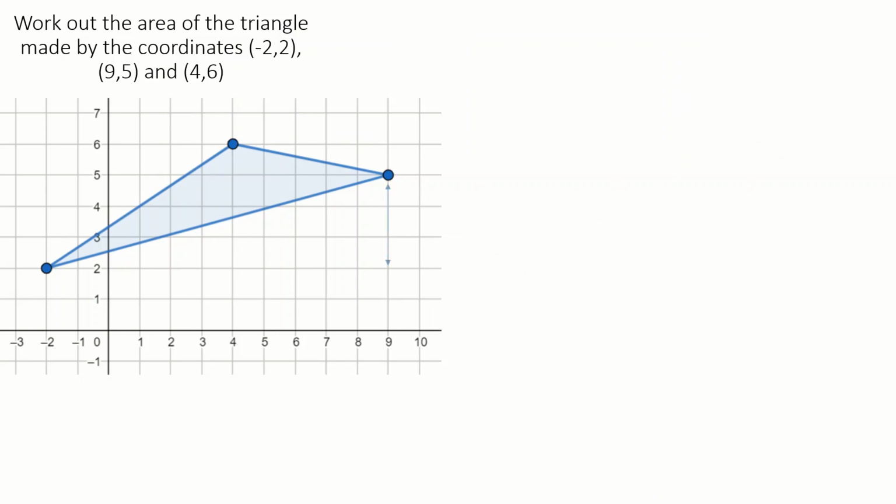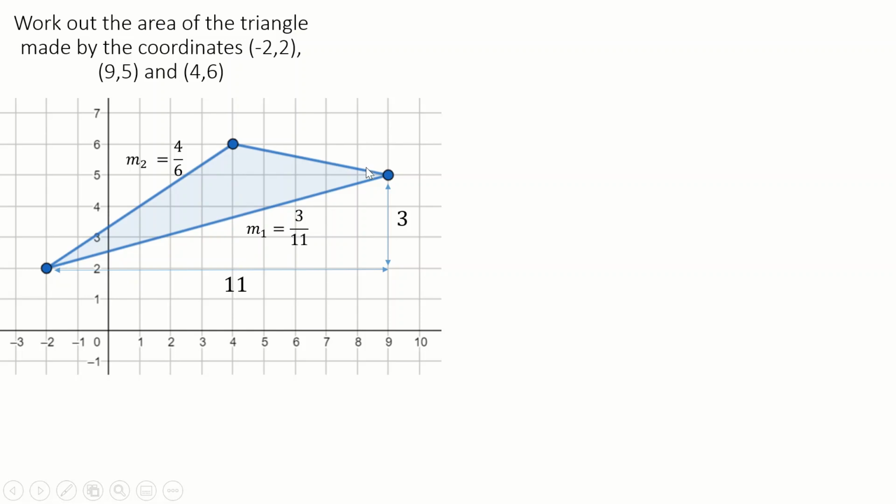So the next method is to say this distance is 3 and this distance is 11. We've looked at that kind of thing before, which makes the gradient of this line 3 over 11. For the same reason, I can say that the gradient of this line is, well, it has a rise of 1, 2, 3, 4, and a run of 6. So that gradient is 4 over 6, rise over run.